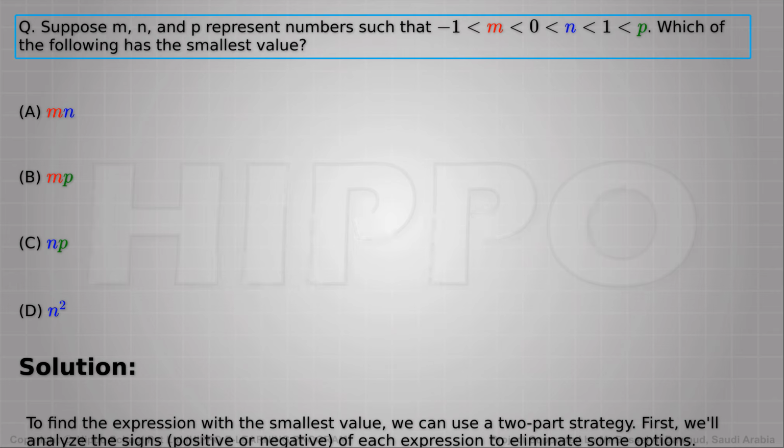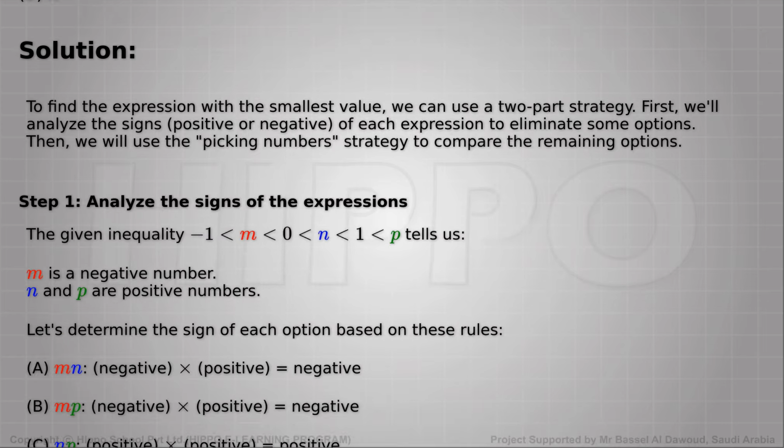As you can see, m is a negative number between -1 and 0. n is a positive number between 0 and 1. And p is a positive number greater than 1. Our goal is to determine which of the four given expressions, mn, mp, np, or n squared, has the smallest value.